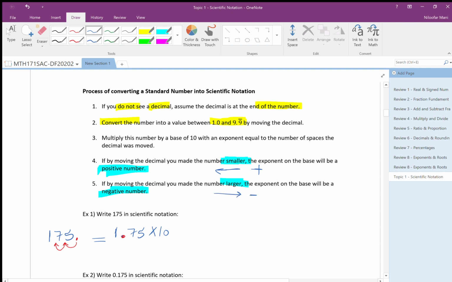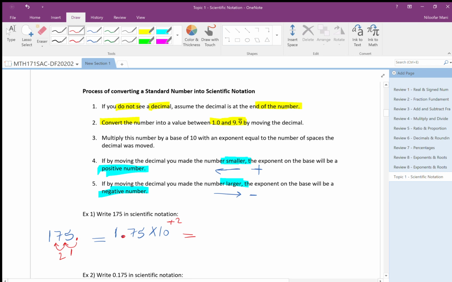How many? Exactly the same moves that you had. How many moves did I have? 1, 2. So I put +2 here. And then how can I check? Use your calculator. 1.75 multiplied by 100. What is the answer? 175. Done.